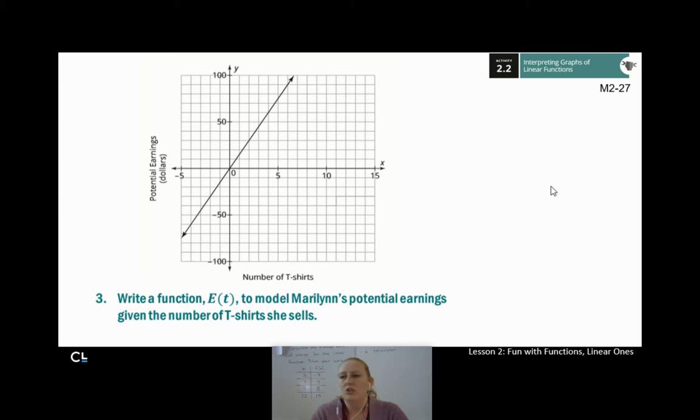So what I would like you to do is actually write a function, E of t, to model Marilyn's potential earnings given the number of t-shirts she sells. Keep in mind, you've already found your y-intercept and you've already found your slope. Go ahead, see if you can write an equation for this. Hit pause to write it out, hit play when you're ready to check your work.